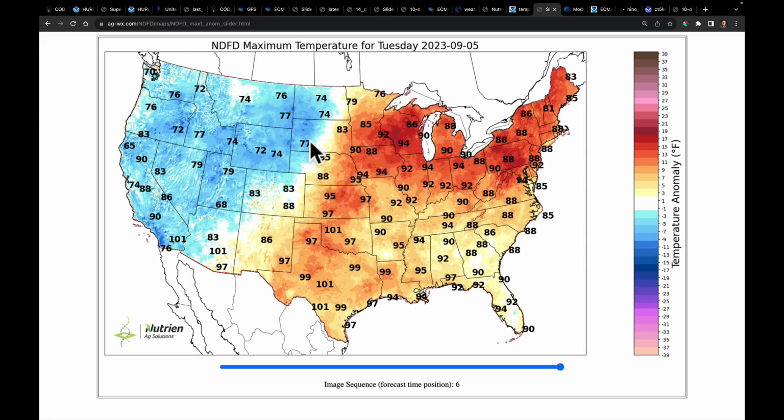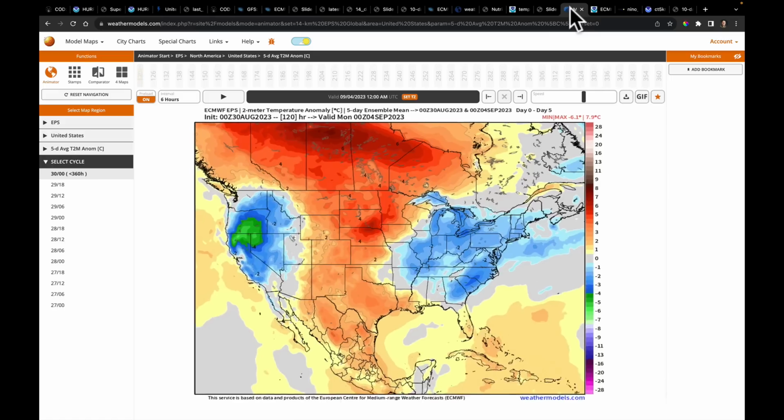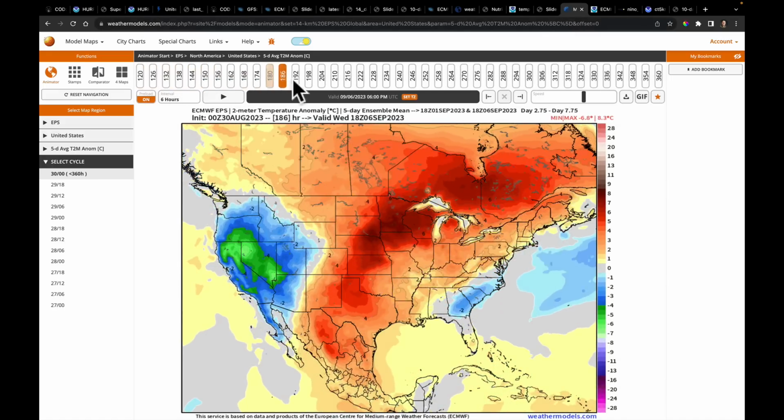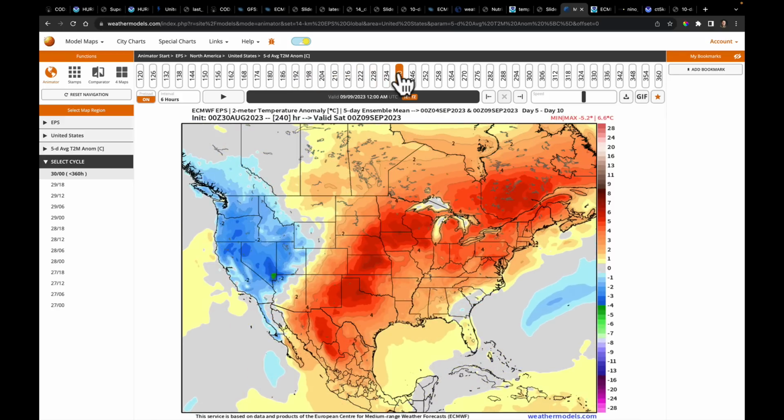Cool west, warm east, that's what that ridge is doing. We then expect it to resurge again. So there's the next 5 days. Okay, so the cooler weather leaves. Watch the heat build in while the west cools off. And then watch this. This is day 5 to 10. Now we're going to go day 10 through 15.